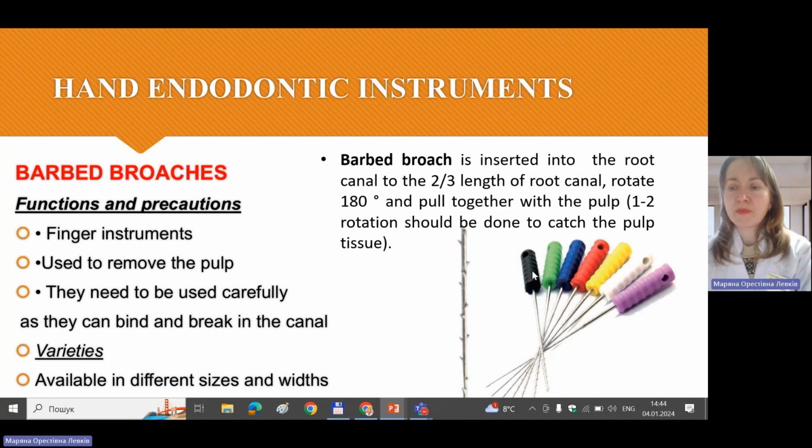And you can see these instruments grouped according to size, with colors that can be recognized according to the International Standard Organization color coding system, and the magnified working end of this instrument. It looks like small hooks on the metal blank. Barbed broach is inserted into the root canal to the working length of the root canal, then rotated 180 degrees and pulled out together with the pulp. One or two rotations should be done to catch the pulp tissue.